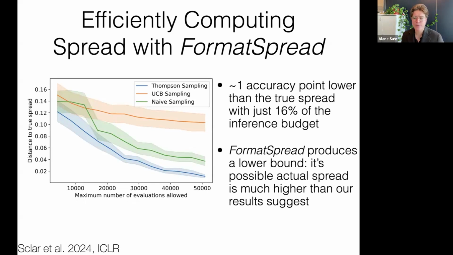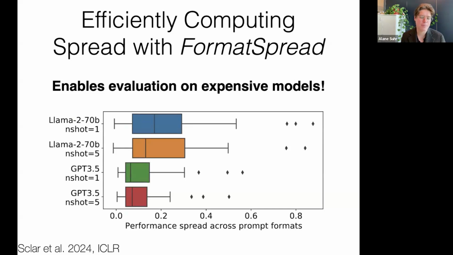And the other thing is that our approach actually produces a lower bound on the prompt format spread. So it's possible that the actual spread of a particular model for a particular task is much higher than its results suggest. Because our approach allows us to do more efficient estimation of this spread, we can also evaluate more expensive models like GPT 3.5, where we also find significant performance spread, up to 55% spread for a number of tasks, for this task on the very right here.